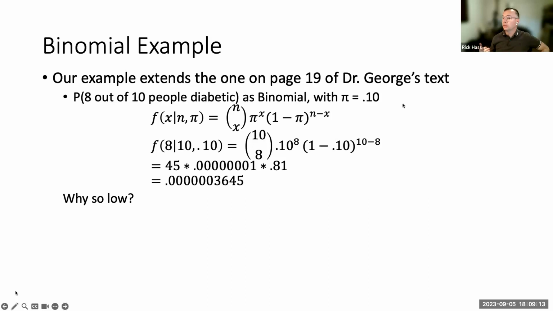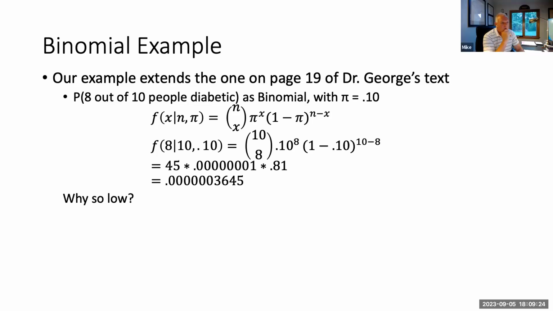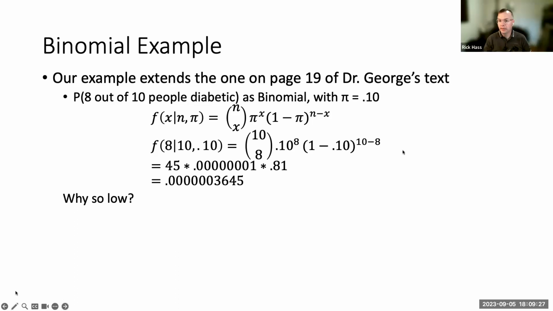Diabetes has a prevalence of 10%. What does that mean? If we get 10 people together, how many of those 10 people should have diabetes if prevalence is 10%? Should be 1. 1 out of 10, right? That's the expected value, right? If we simply take this pi and multiply by n, it's 1. Here we're asking, well, what about 8 out of 10 people? Well, it's very, very low because this is very unlikely given what the background information is.